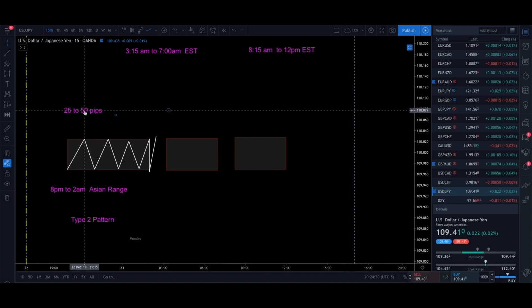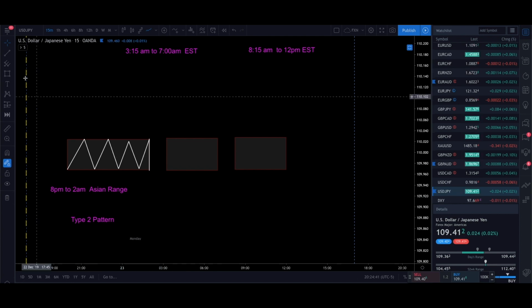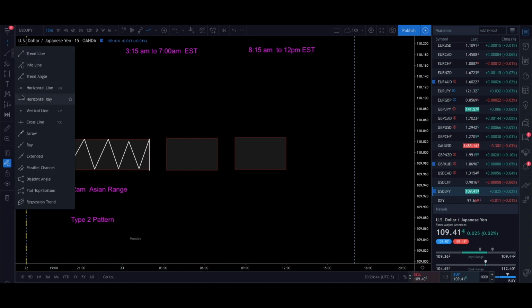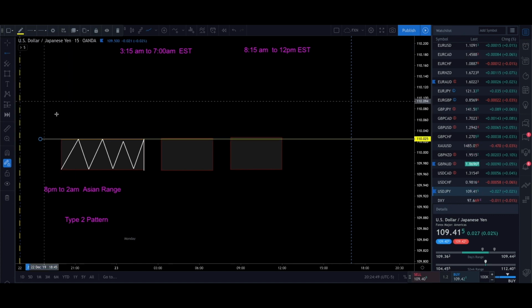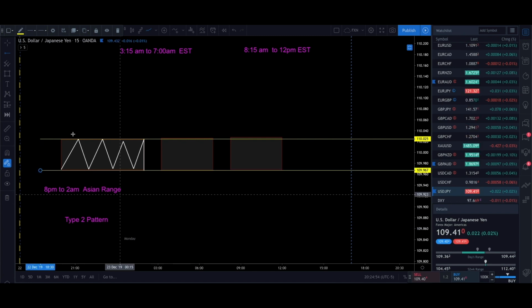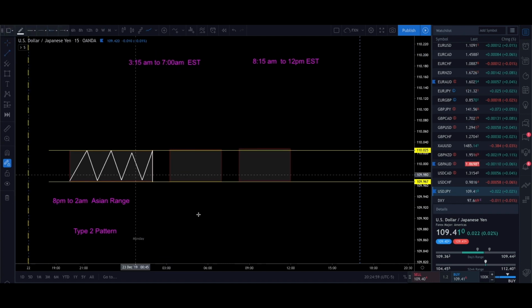A type 2 pattern is basically when price essentially gets stuck at the initial high of the Asian range, or at the initial low of the Asian range. Okay, so essentially what you'll have happen is you're still looking for an M, or you're still looking for a W. You're still looking for the same thing, but essentially how it presents itself is just different.